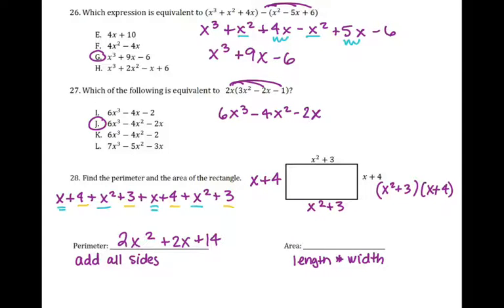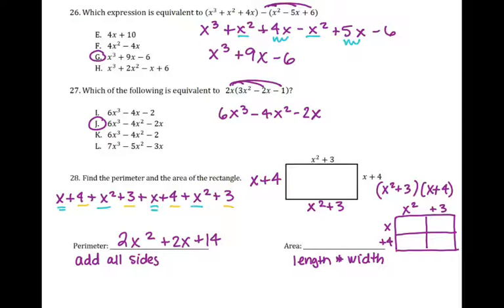This one I'm actually going to multiply using the box method just to show you a different method. Or if this is your preferred method, then you can see it being done. So I have x squared plus 3, x plus 4. And I'm just going to multiply the sides of my box together.